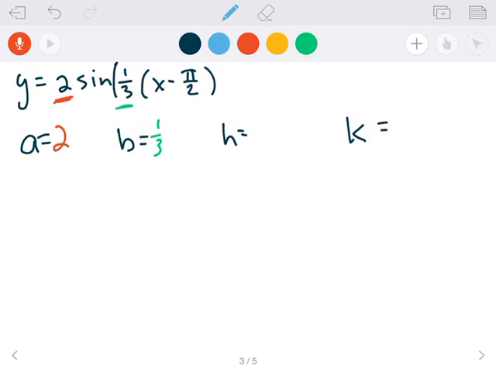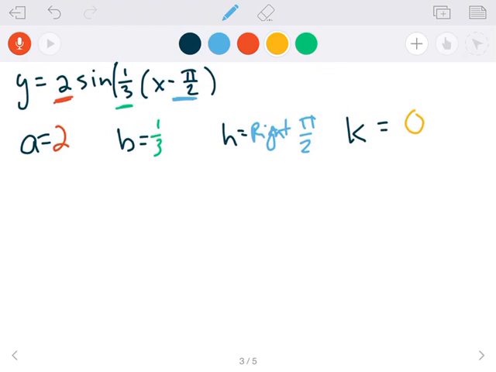Let's see, I haven't used blue yet. The h value is negative, so that means we're actually going to go to the right pi over 2 units. And the k value, there is none, so it's 0. There is no shift in the midline.